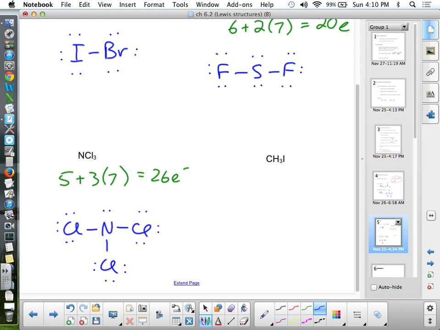Okay, let's take a look and see. Carbon has 4 valence electrons. Each of the 3 hydrogens has 1 valence electron, and the iodine has 7. That gives me a total of 14 valence electrons.